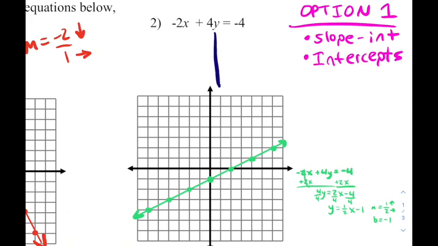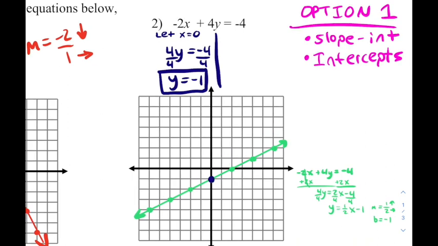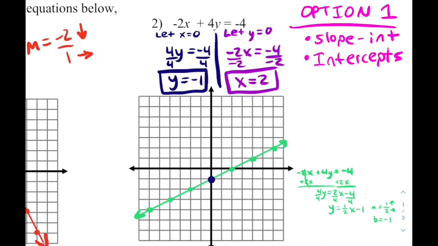So I want to show you how this method will also get you the same graph. On the left, I'm going to let x equal 0, which is going to give me 4y equals -4, and I'll divide by 4 and get y equals -1. This is the y-intercept, which if we plot it on the graph, would be right here. Now on the right side, we'll let y equal 0, which gives us -2x equals -4, which if we solve by dividing by -2, gives us x equals 2. This is the x-intercept. And if we were to plot that on the graph, it'd be right here.